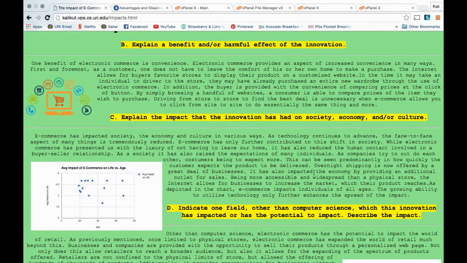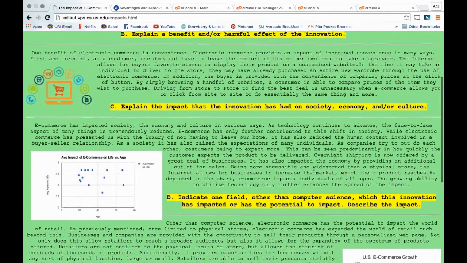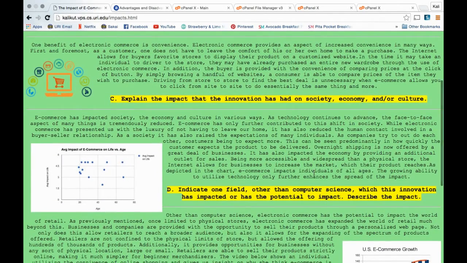Next, we will look at Part C, explaining the impact that the innovation has had on society, economy, and/or culture. I found that e-commerce has impacted all three of these. First, e-commerce impacts society by taking away a lot of the human interaction that occurs in everyday life. We no longer have to interact with the salesperson, interact with the cashier, just to purchase a shirt or the good that we went to the store for.